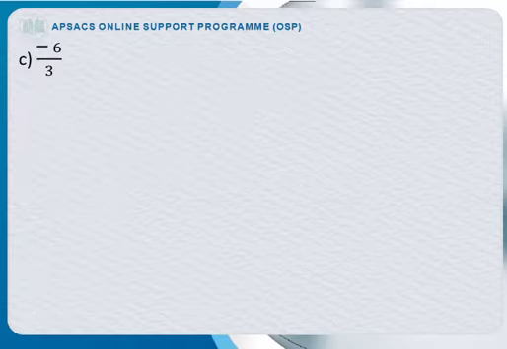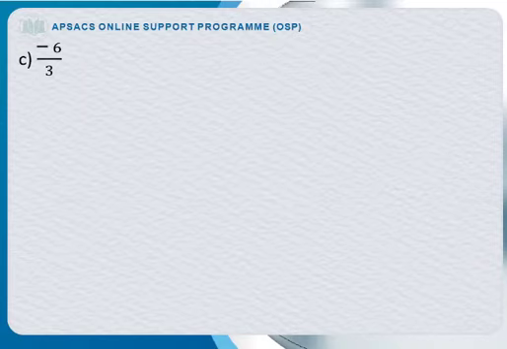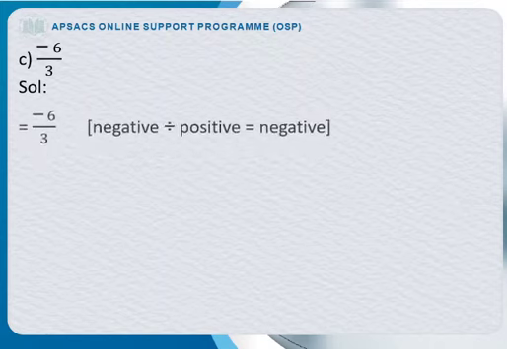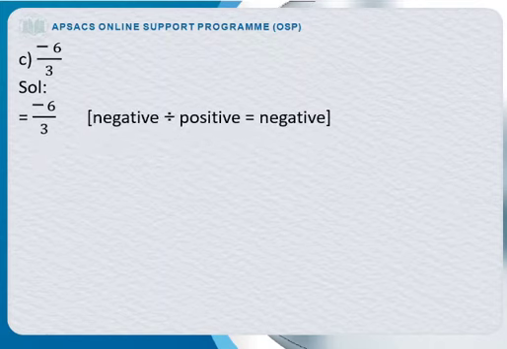Part C is minus 6 out of 3. It means minus 6 divided by 3. First, we put the heading of solution. Afterward, if you notice, the first number, the numerator, is negative and the denominator is positive. Whenever we divide a negative number by a positive number, we will get a negative number as our answer. So, if you divide 6 by 3, you'll get 2 and the negative sign as it is. So, your answer will be minus 2.